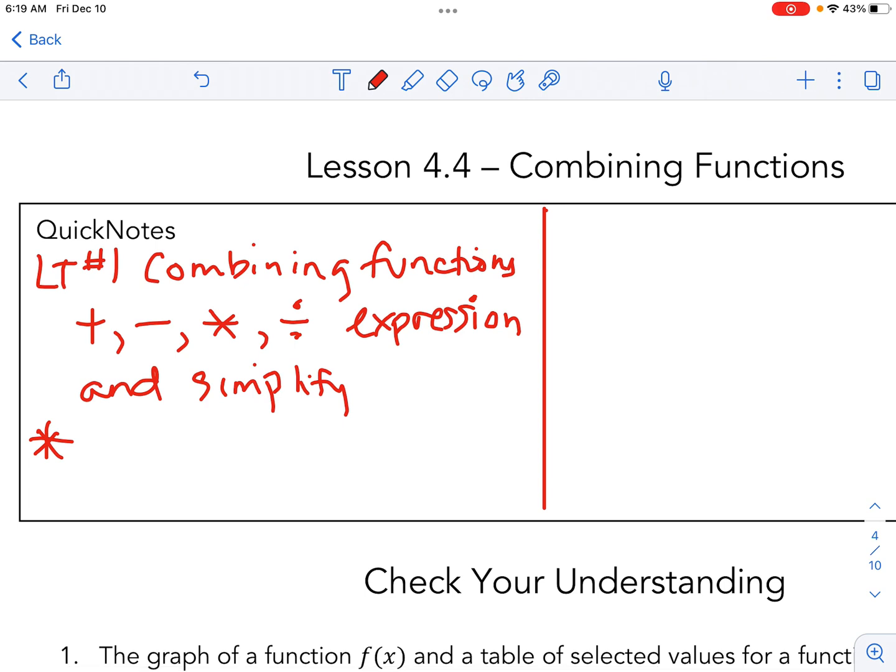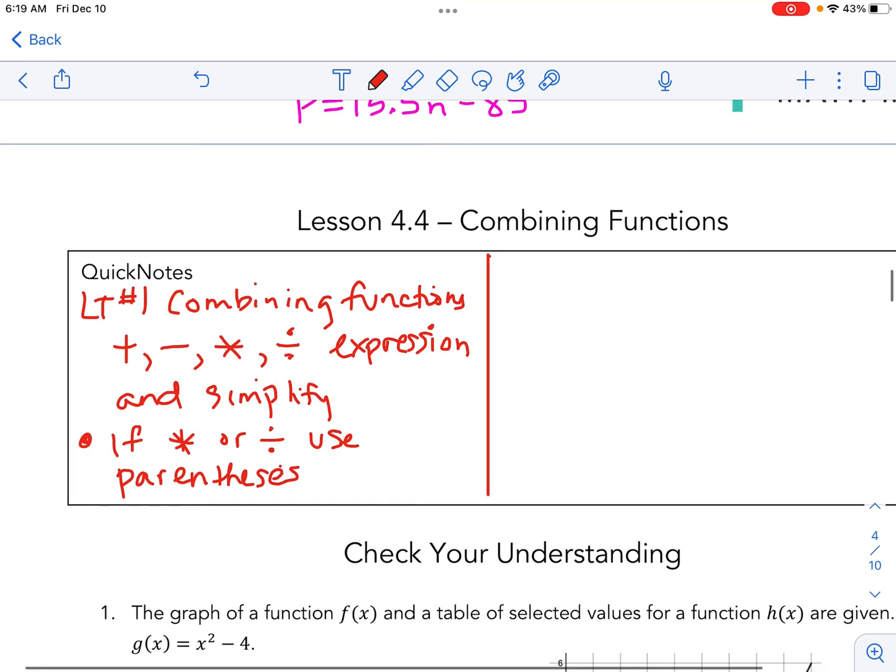Just a quick note here. Remember that that's probably not a good symbol to use because that's the multiply symbol. So a quick note here. If you are multiplying or dividing, make sure you use parentheses or brackets. I usually call them brackets. Around the function. Whoops, I spelled that wrong.